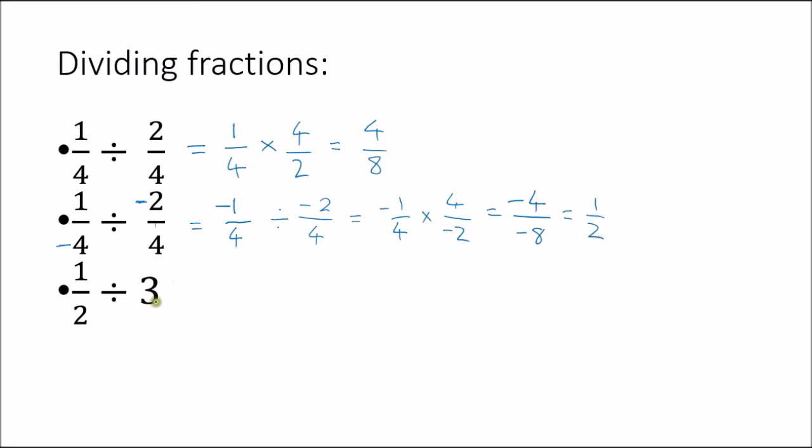And then same thing as I talked about on the previous one, if we're dividing by 3, and that looks a little bit unfamiliar, remember that this is 3 over 1, which means it's the same as half times 1 over 3, and so we get 1 over 6.